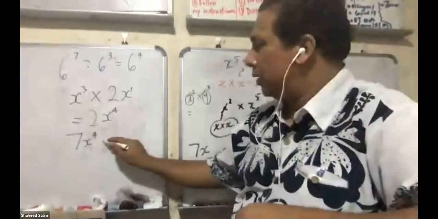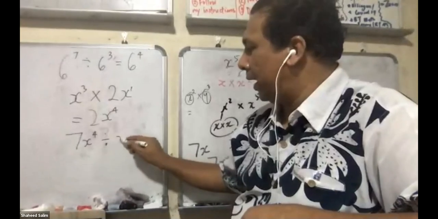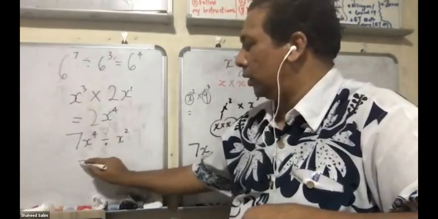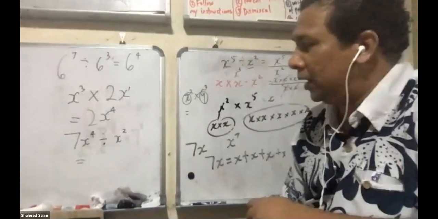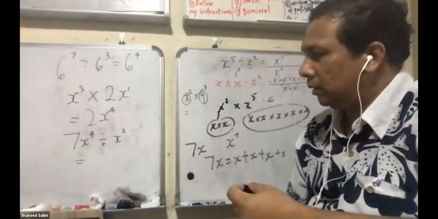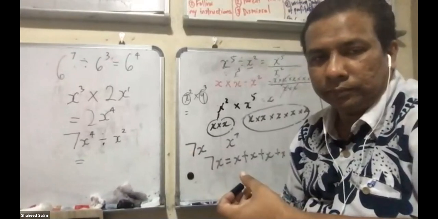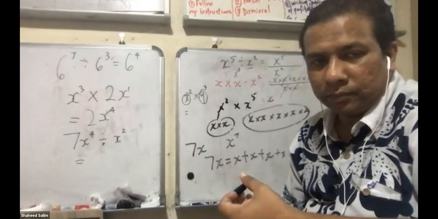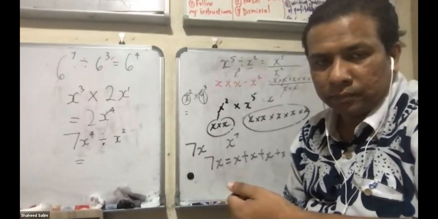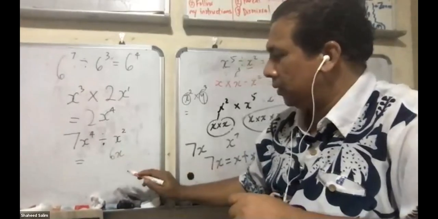So let's try now. 7x to the power of 4 divided by x to the power of 2. Inshira. Oh, sorry, Shafi'i. What's the answer? 6x to the power of 2.